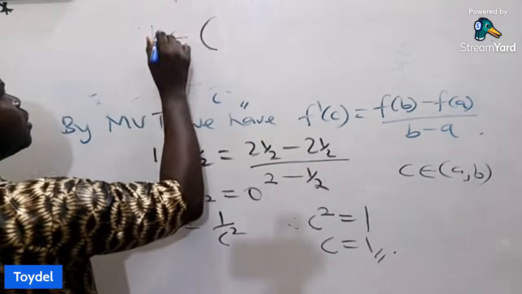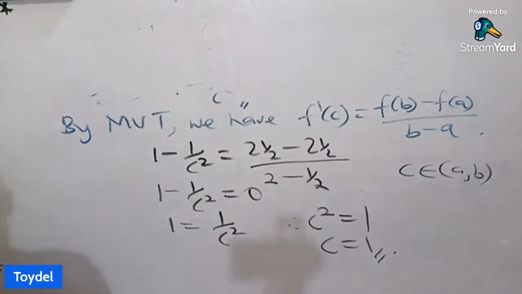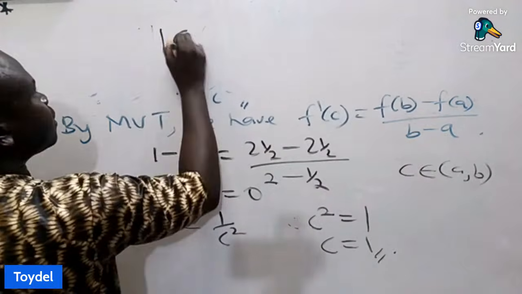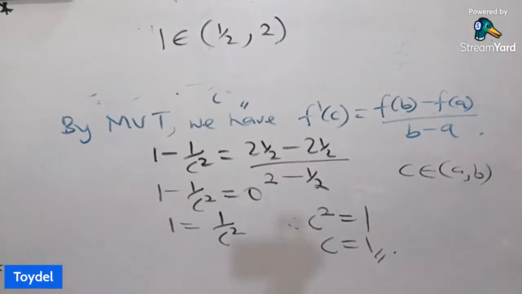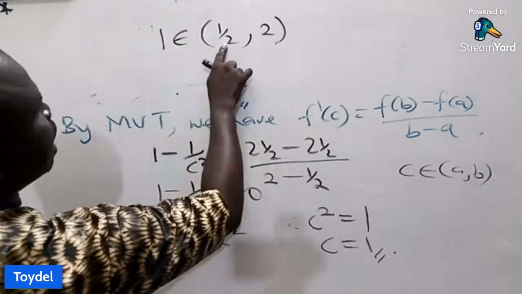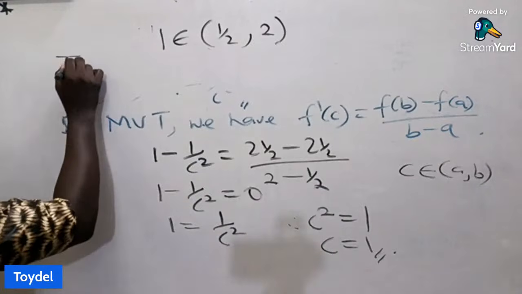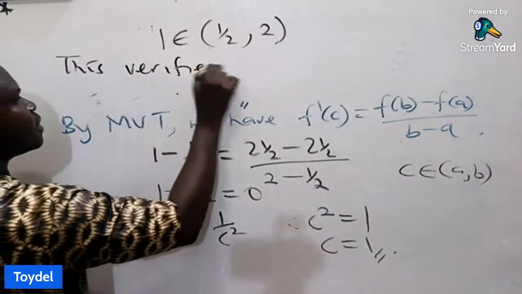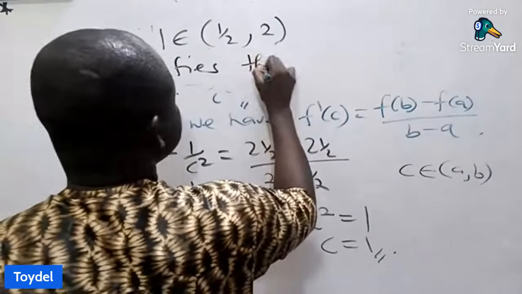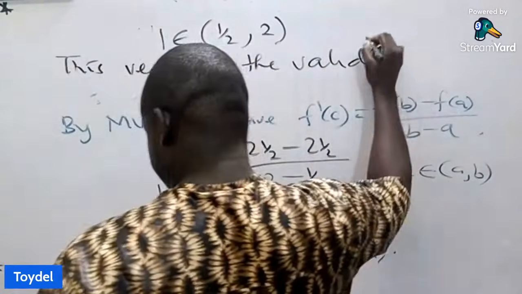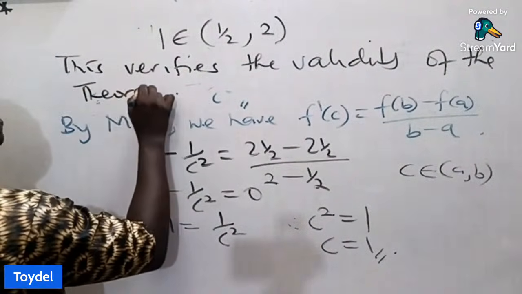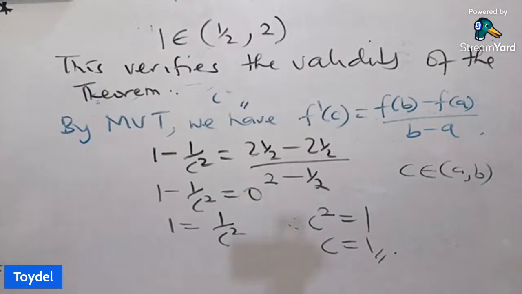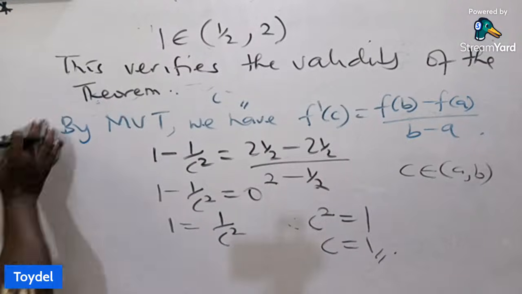So 1 belongs to (1/2, 2). Yes, because these are open intervals, so 1 is in between half and 2. Then we now say this verifies the validity of the theorem. So the first example, we have been able to show the validity. So we go to the second example.